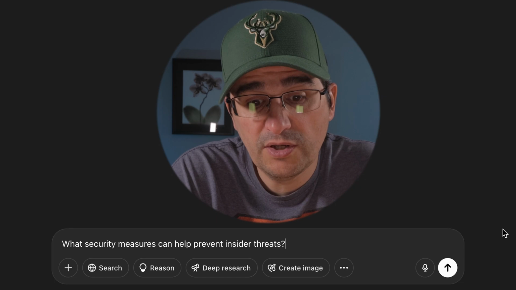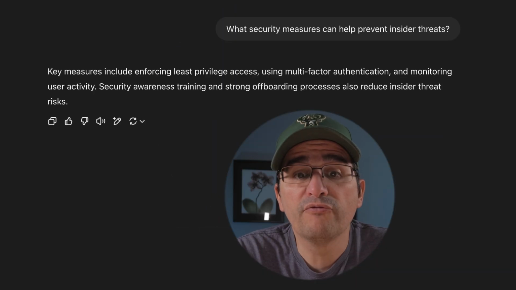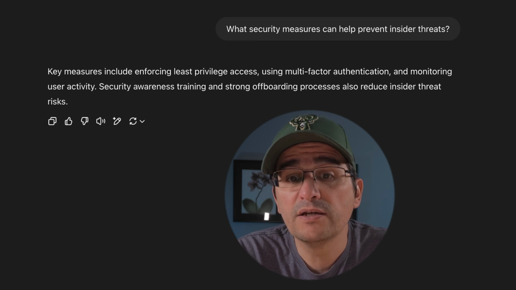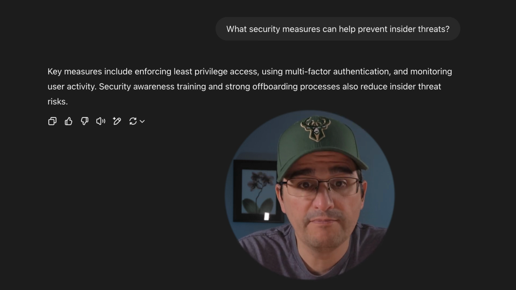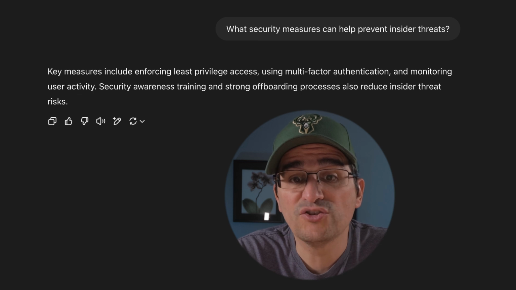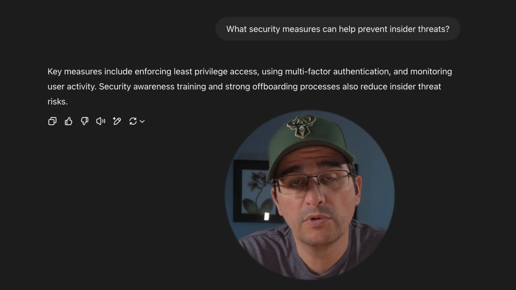Came up with Bob. All right, how can we securely protect ourselves? What security measures can help prevent insider threats? Key measures include enforcing least privilege access, using multi-factor authentication, and monitoring user activity. Security awareness training and strong offboarding processes also reduce insider threat risks. Okay, there you go. So just keep an eye on people.